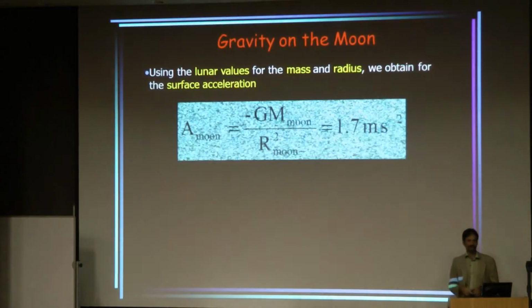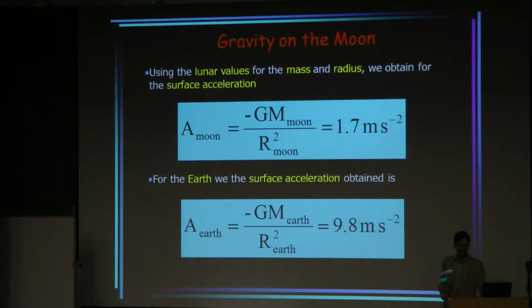What's the rate of acceleration on the moon? Well, if we do the math by taking the moon's mass and its radius, we do this calculation, we get 1.7 meters per second squared, which is a heck of a lot less than the surface acceleration on the Earth, 9.8 meters per second squared.